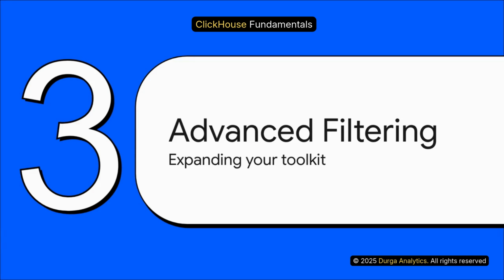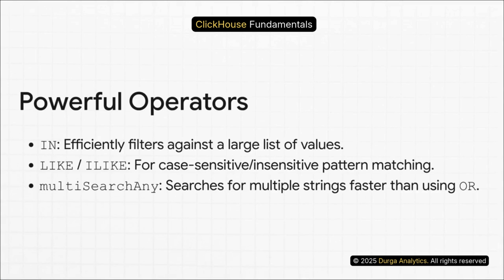ClickHouse gives us some really specialized operators that are designed to handle more complex situations, and they do it with incredible performance. You should know that these operators are seriously optimized. The in clause, for example, stays fast even if you give it a list of thousands of values. And here's a big one. Multi-search any should be your go-to instead of chaining a bunch of like conditions with or. It gives you a huge performance boost. So you can and you should use these with confidence in your queries.